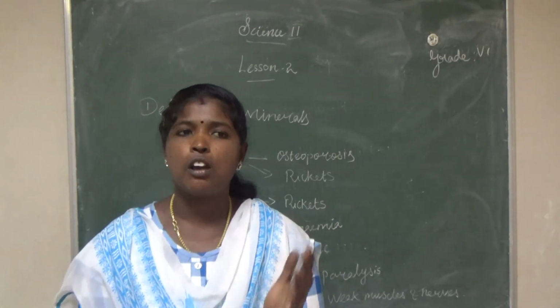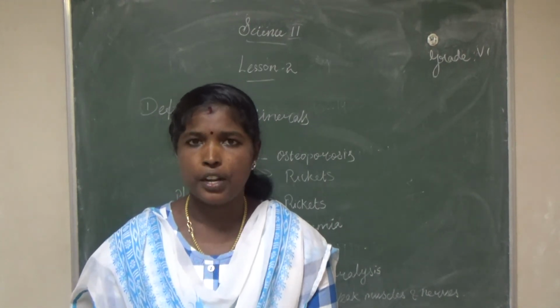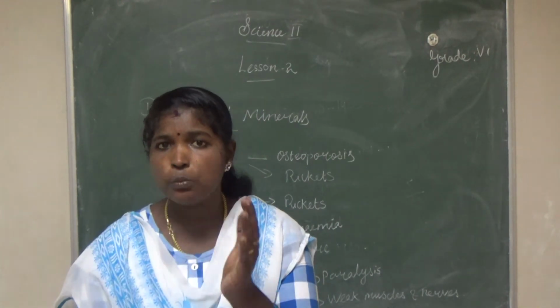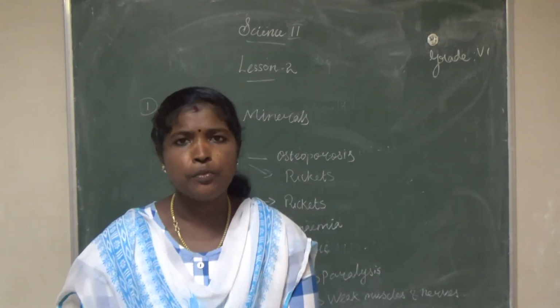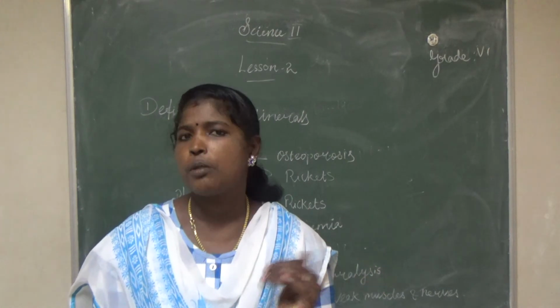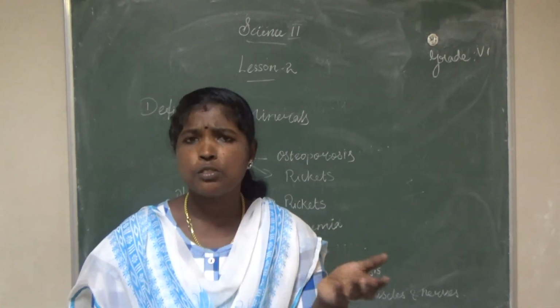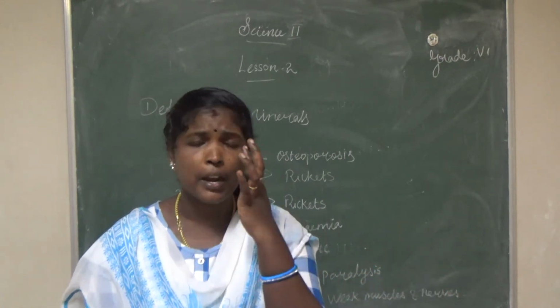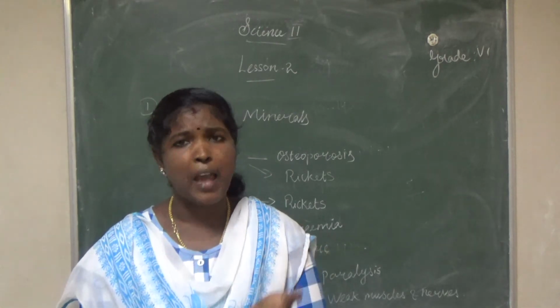First, carbohydrates. Carbohydrates provide energy to our body. Carbohydrate and fat, these two provide energy to our body. What are the types of carbohydrate? Complex carbohydrates and simple carbohydrates. Simple carbohydrates: sugar, honey, fruits. This will be under the category of simple. Complex carbohydrates: starch, all the plant food items.